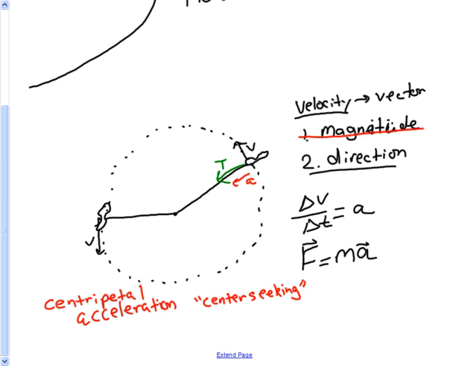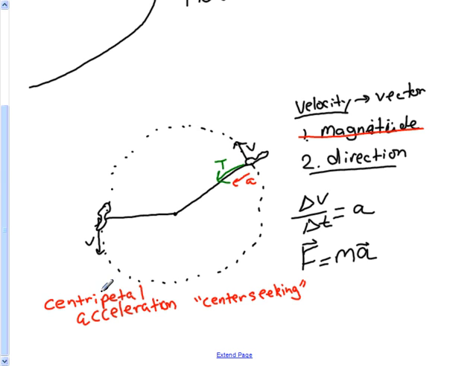Okay, center seeking, and this is not to be confused with something known as the centrifugal force, which I'll get into later. But the centrifugal force, if you ever heard of that, is actually not a real force. It is something that appears to happen when you are accelerating. So we'll come back to that.